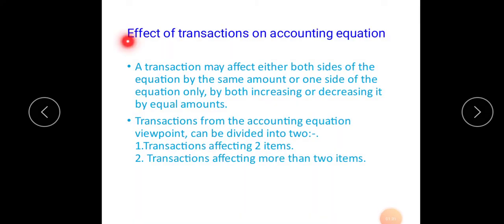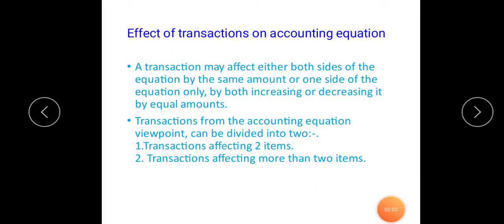Now the effect of transactions on accounting equation. As discussed, accounting equation will always be true. Okay. That is, assets will be always equal to the total of liability plus capital. A transaction may affect both the sides, that is asset side and the liability side, by the same amount, or one side of the equation.